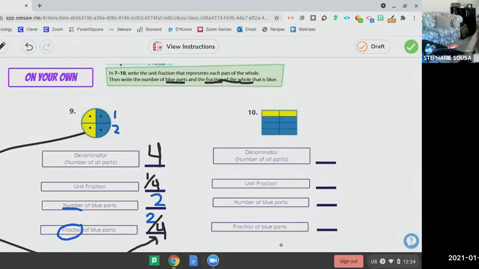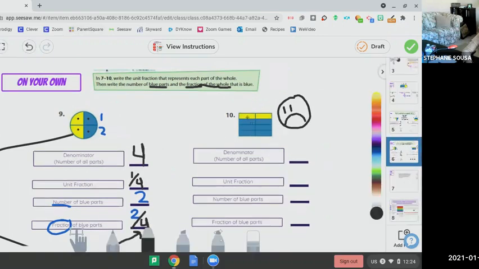Okay. Last one. This was the worst one. This was the one that we did the worst on. So I'm expecting a lot of questions on this one. Denominator, number of all parts. Get your dot ready. 1, 2, 3, 4, 5, 6, 7, 8. There are 8 parts on this whole fraction.